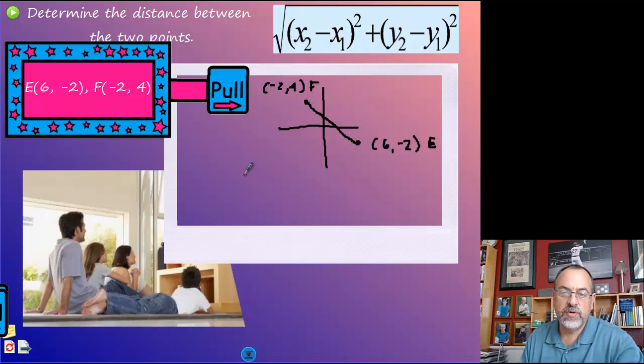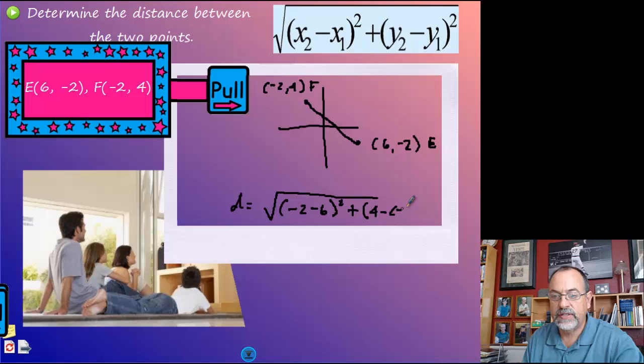Because it's not a horizontal or vertical line, I'm going to use the distance formula. So we're going to do the square root. The distance is: I take the x-coordinate of this one, which is -2, minus the x-coordinate of this one, 6, and then I'm going to square it. Plus, I take the y-coordinate of this, 4, minus the y-coordinate of this, -2, and then I'm going to square that.